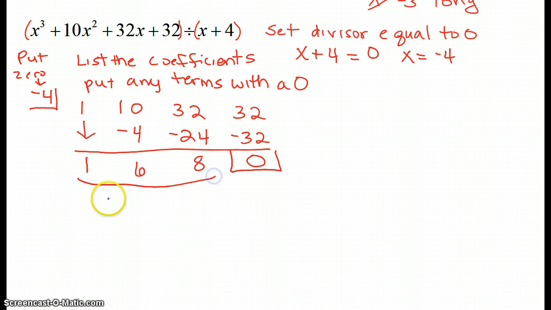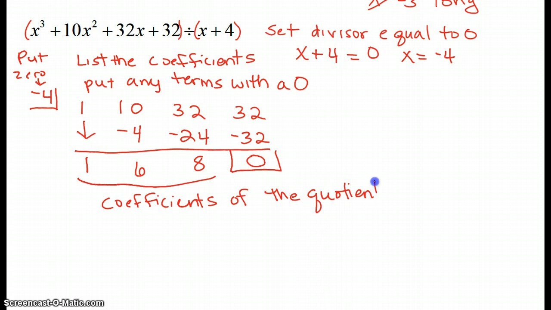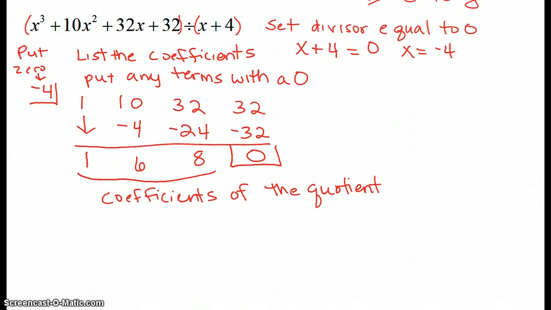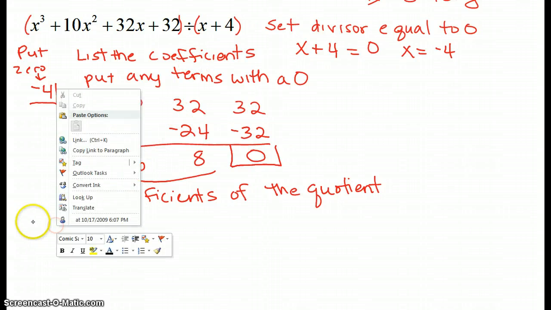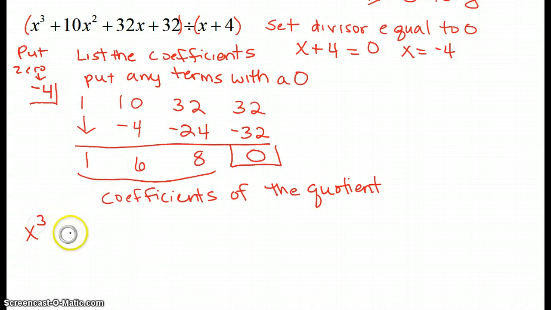So what do these numbers mean? Well, these numbers right here are the coefficients of the quotient. So when we think about our quotient, we want to think about the fact that I was dividing x cubed divided by x. So what's my answer going to be? It's going to start with x squared. So you're always going to take whatever your highest degree was, and it's going to go down 1. So when it goes down 1, this is the coefficient of x squared. So it's going to be x squared plus 6x plus 8.